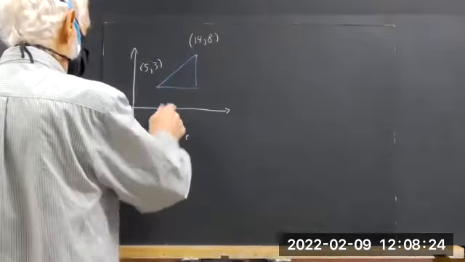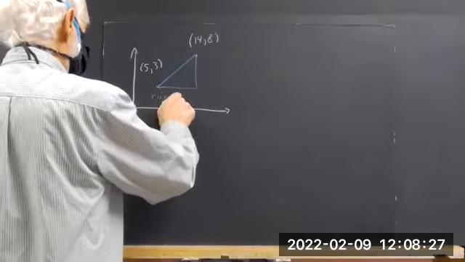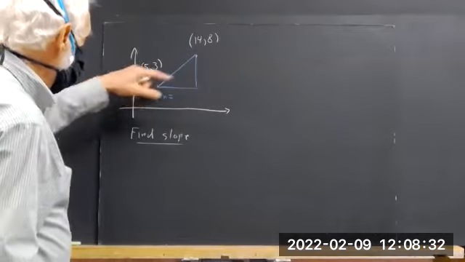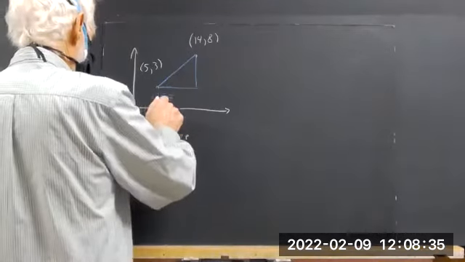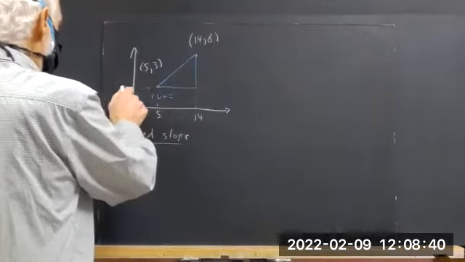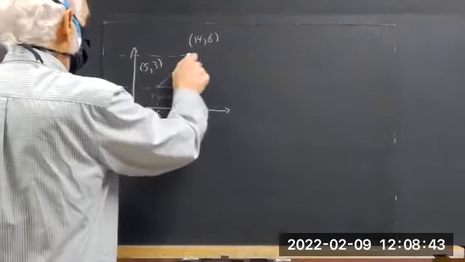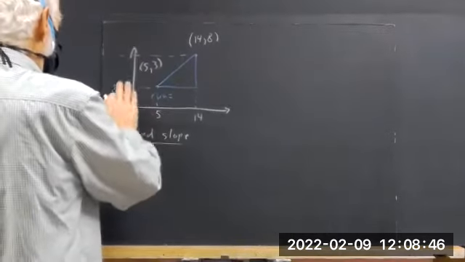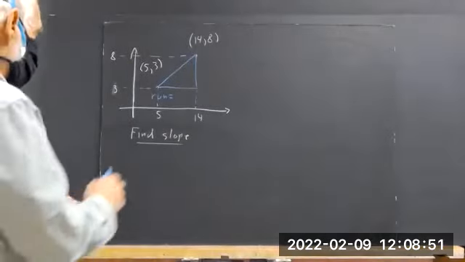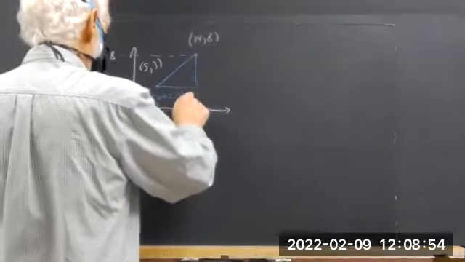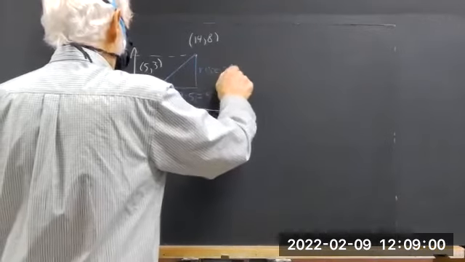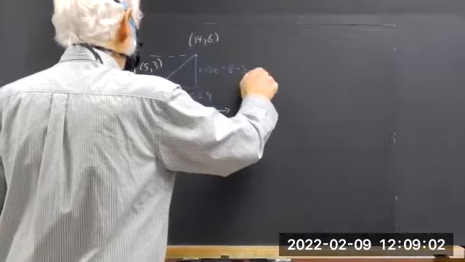So we've got this, and we've got, what's the run? Well, we're going from x equals 5 to x equals 14. Here's 5, here's 14. Over here is 3, sorry, and this is 8. Okay? So we're going from 5 to 14, so the run is 14 minus 5, which is 9. The rise is 8 minus 3, which is 5.